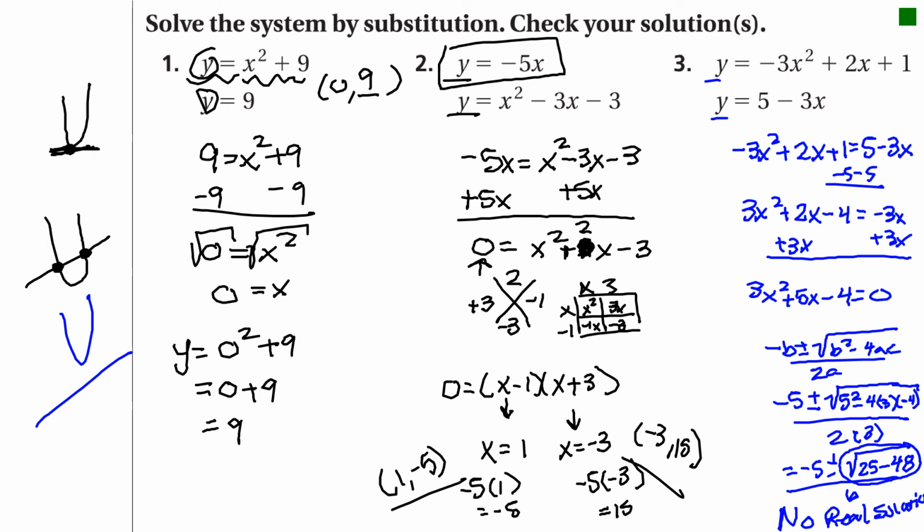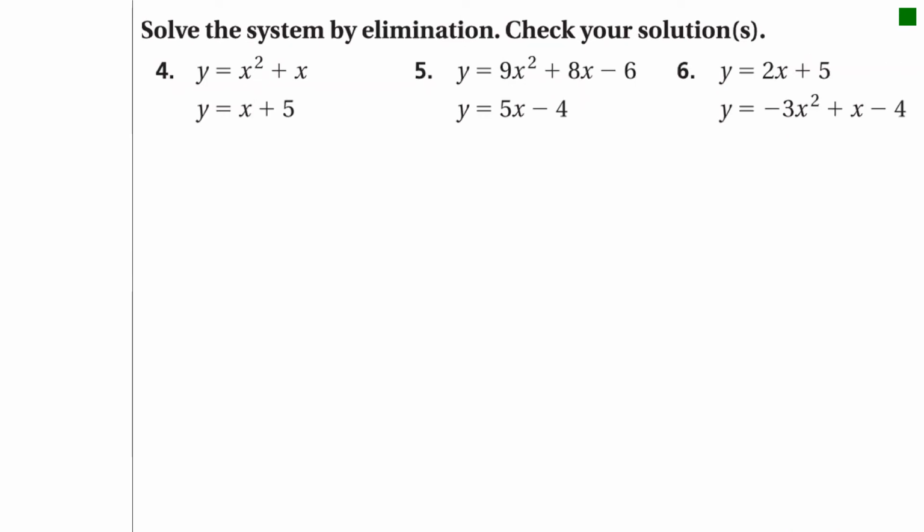Sorry about that, guys. All right, let's go ahead and look at elimination. Remember, elimination is where you cancel out a variable. So number 4, do we have a variable that we can cancel out? Yes. We have 2 x's with the same, and we actually have 2 y's with the same. So if we subtract, let's see what happens.